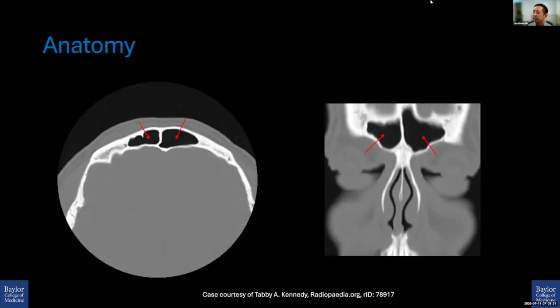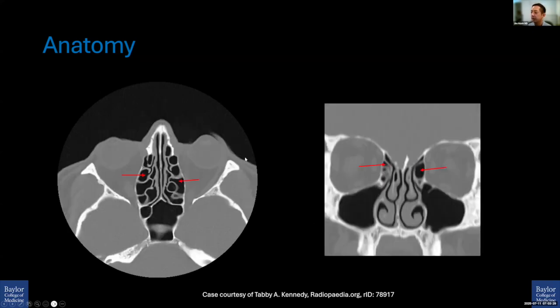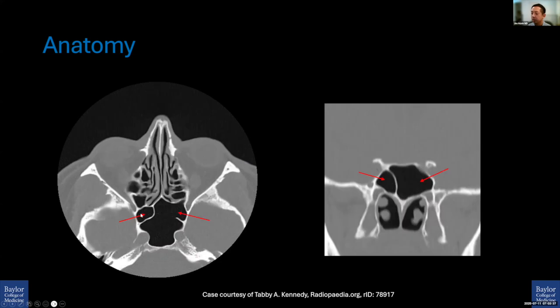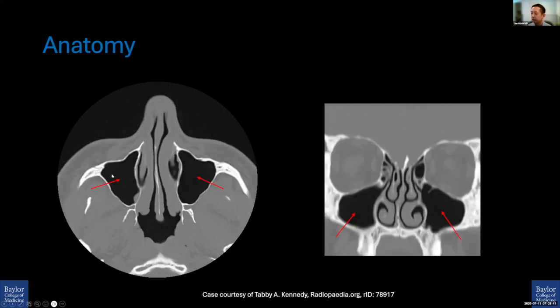So the paranasal sinuses are composed of 4 paired sinuses. We have bilateral frontal sinuses here in the red arrows. And then here are the bilateral ethmoid air cells divided anteriorly and posteriorly. We have posteriorly paired sphenoid sinuses, and then the largest, the bilateral maxillary sinuses.